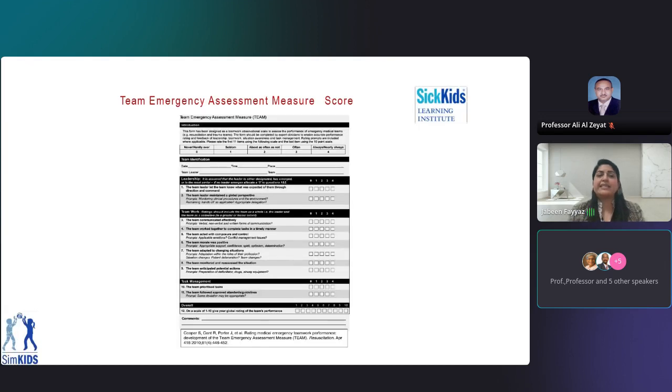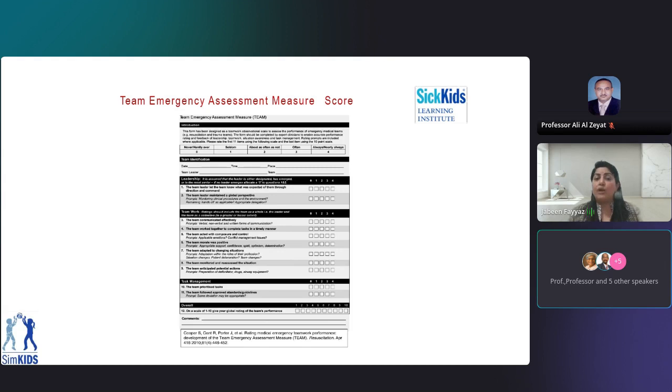So this is a TEAM score, which is the Team Emergency Assessment Measure score. I know it is very small on the screen, but it is a tool with validated evidence of validity for non-technical skills: how is the leadership, how is the team performing and communicating with each other, how is the closed loop communication, and how is the task management.